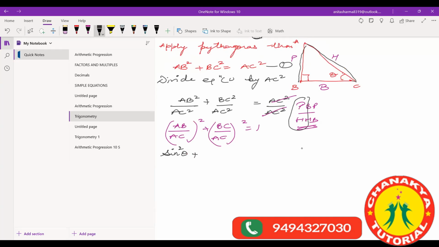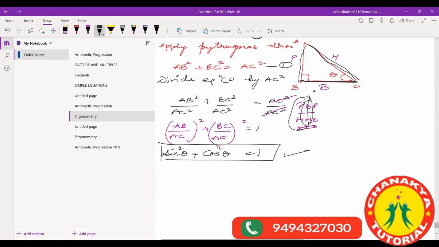Now the ratio of BC upon AC. BC is the base and AC is your hypotenuse. So again, the second ratio stands for cos theta. So you can write sine square theta plus cos square theta is equal to 1. Hence proved. You have got this identity. Understood, children? Yes, ma'am. This proof is not in your syllabus. Only the identity is. But I have explained this for your knowledge only, how this identity came.